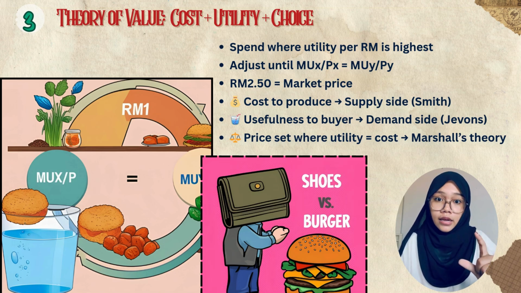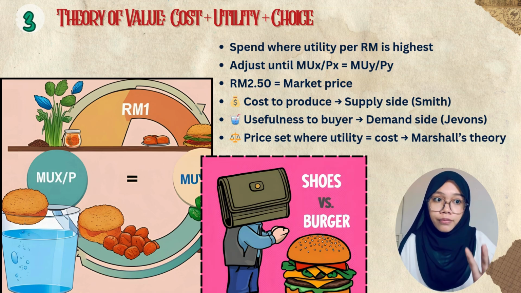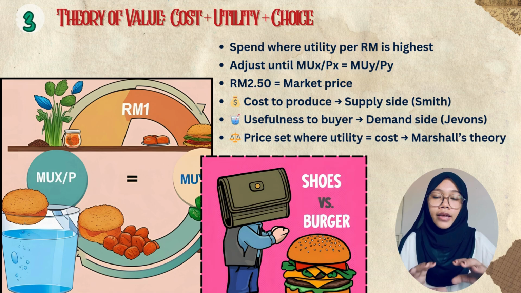from the producer side, the price must cover all of the cost of production. So maybe the plastic bottle, water, labor, transportation, and maybe profit. This is the supply side, which reflects Adam Smith's classical idea.